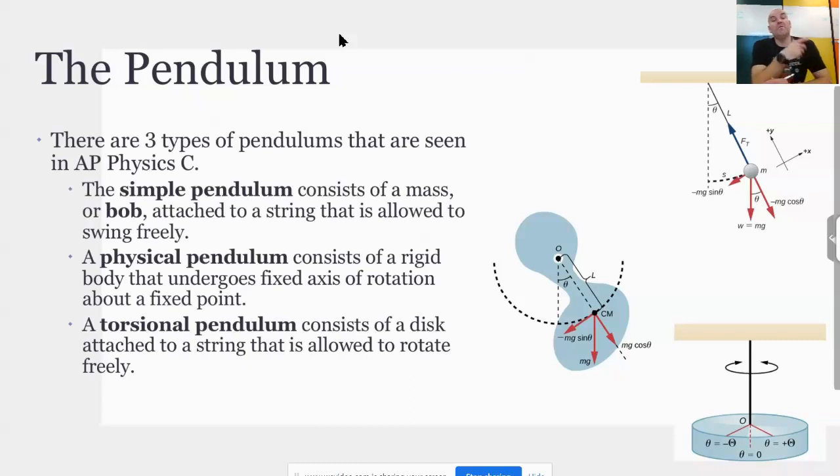So in Physics C, there's going to be a potential three types of pendulums that you're going to see. One that you saw last year, or if you've taken a Physics 1 course, which is what we call the simple pendulum, and it's just going to be a mass or a bob attached to a string that is allowed to swing freely. That's our basic pendulum.